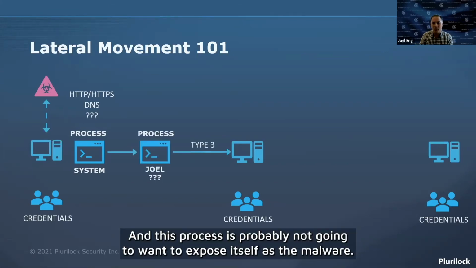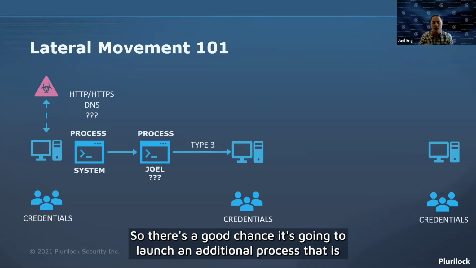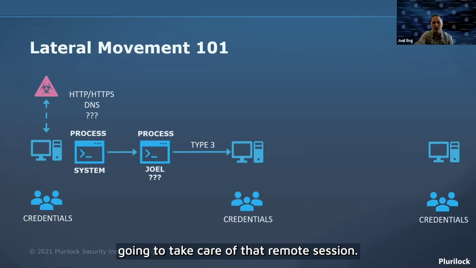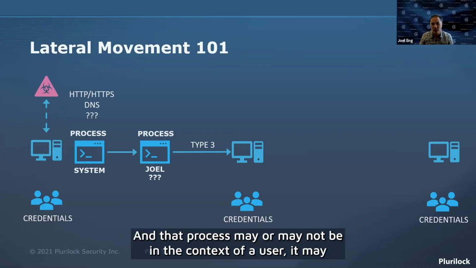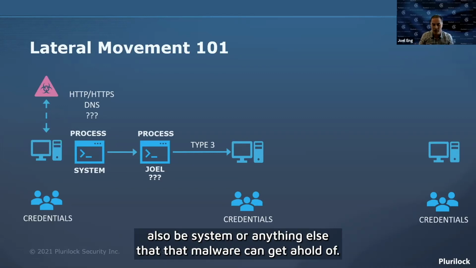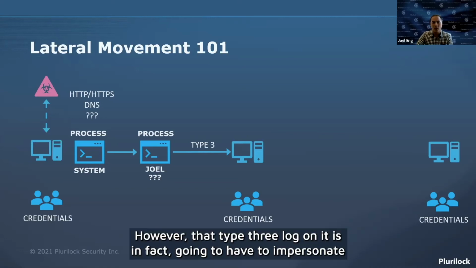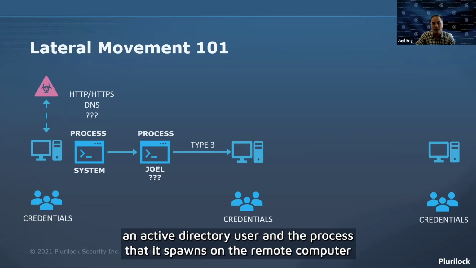And this process is probably not going to want to expose itself as the malware. So there's a good chance it's going to launch an additional process that is going to take care of that remote session. And that process may or may not be in the context of a user. It may also be system or anything else that malware can get a hold of. However, in that type 3 logon, it is in fact going to have to impersonate an Active Directory user.